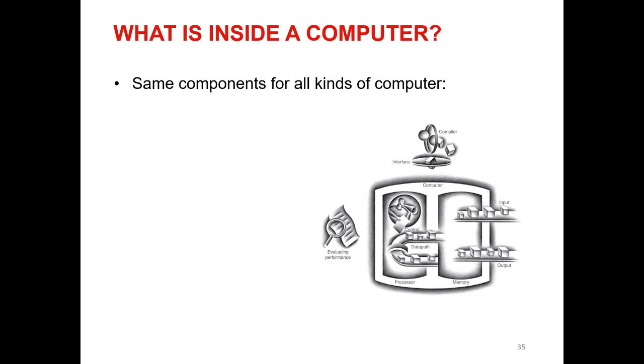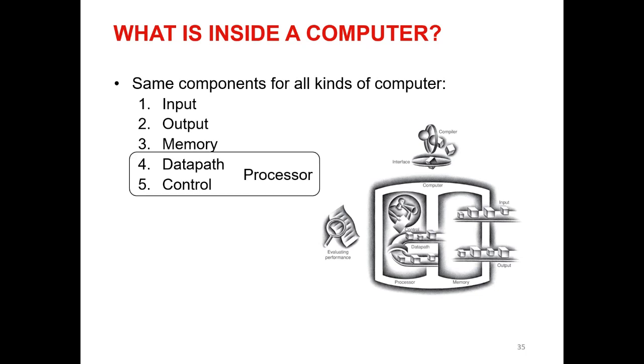For this model, we will assume that those components are the following ones. We have input components, as I have mentioned, the keyboard. We have output components, the screen. We also have memory. And here are probably the two components you have not heard about: the data path and the control. Those last two components are usually called the processor. But in this model, we will say that the processor is split into a component called data path and a component called control.